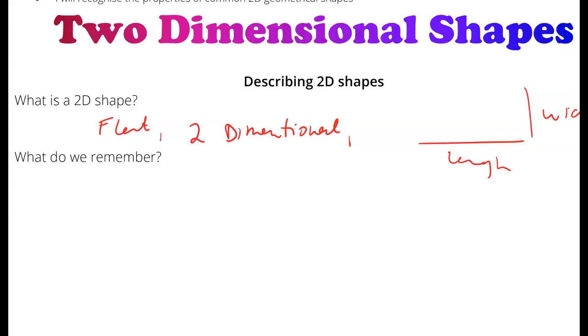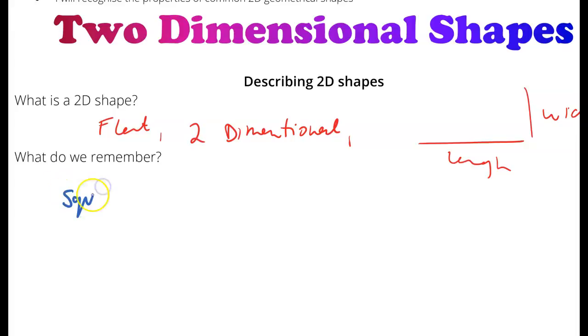What do we remember about 2D shapes? So 2D shapes, two-dimensional, they're flat, basically talking kind of length, width idea. You haven't got that third dimension of depth. What do we remember? Give me some examples even. Yep, Ruby.